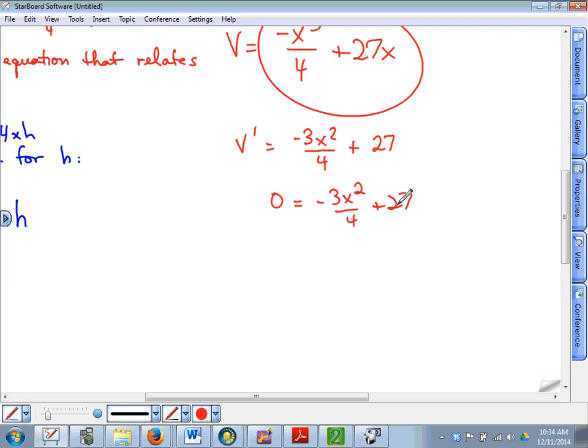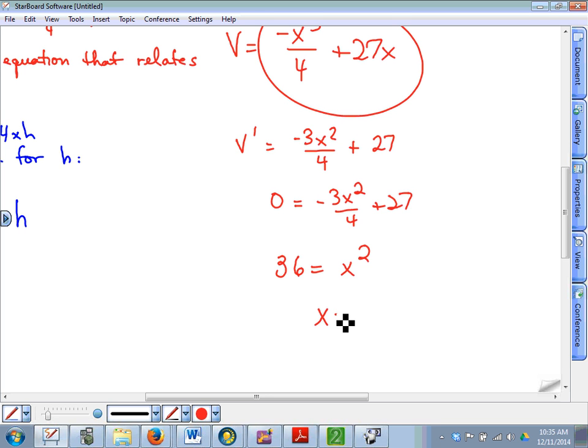Again, for the sake of time, we're just doing some steps in our head. If you subtract 27 and then multiply by 4, that's negative 108. And then you divide by negative 3. So negative 108 divided by negative 3, so we have 36 equals x squared.